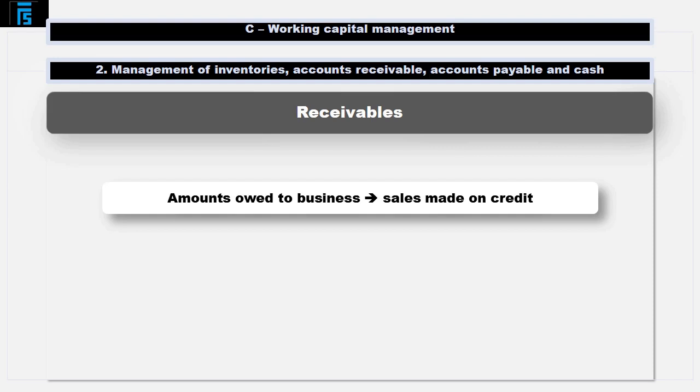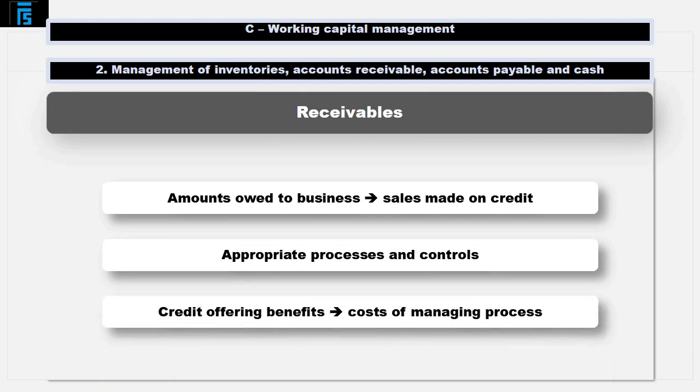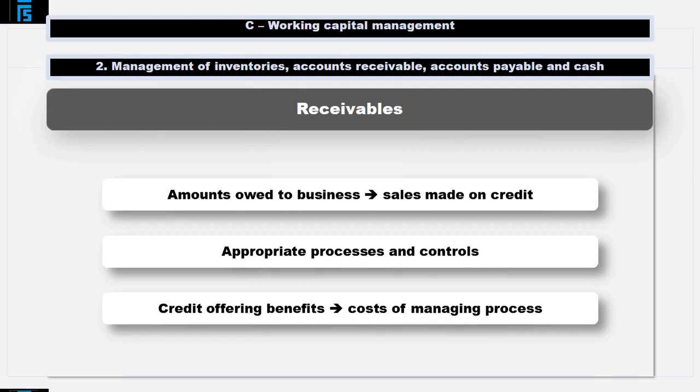Accordingly, it is important that, 1. The company has appropriate processes and controls in place, and 2. Any benefits associated with offering credit in terms of additional sales volumes are weighed against the costs of managing the process and of tying up financial resources. These factors will be looked at in more detail below.